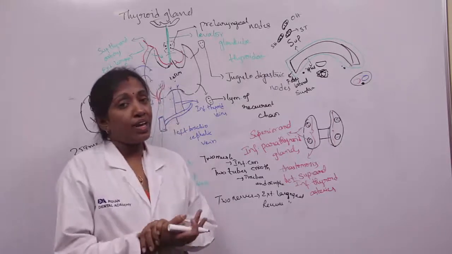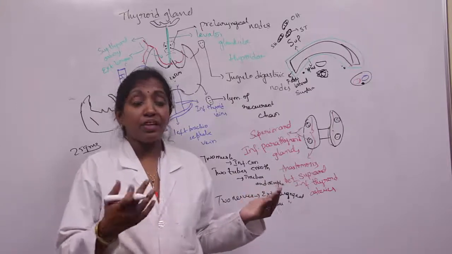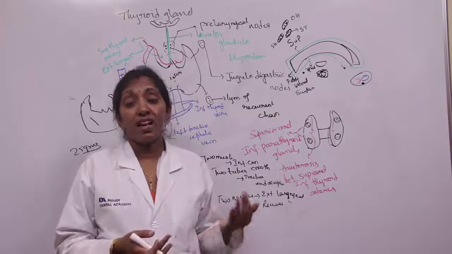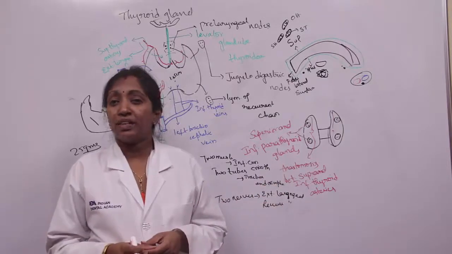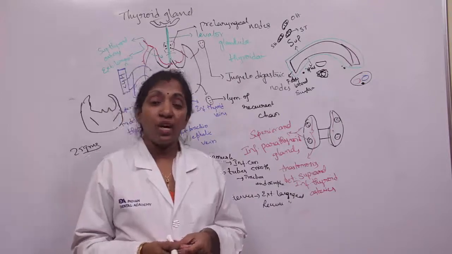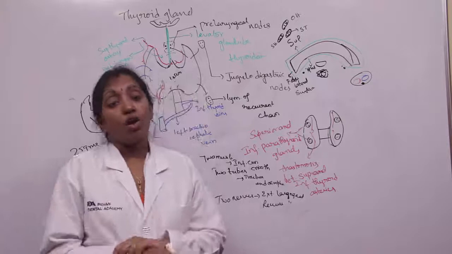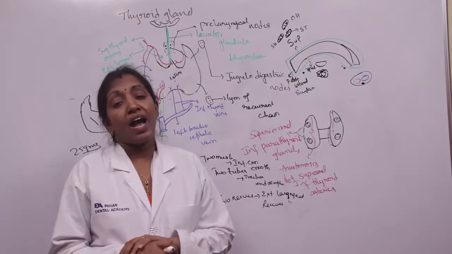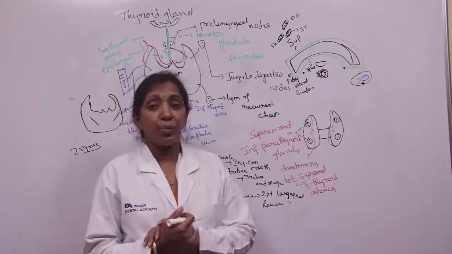Coming to the esophagus, it is continuous with the pharynx at the level of C6. It is about 12 centimeters long, pierces the esophageal opening of the diaphragm, and continues with the stomach. So that's about the esophagus.